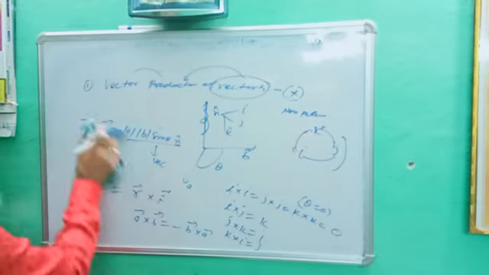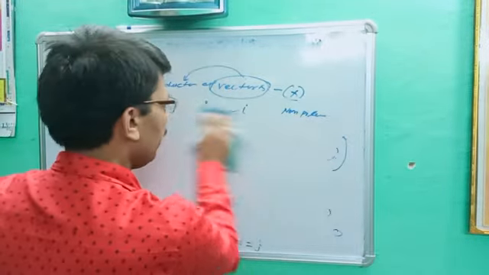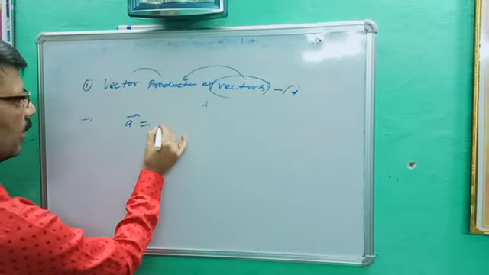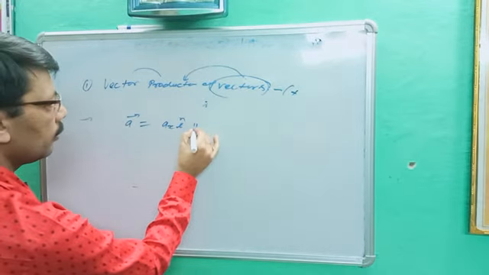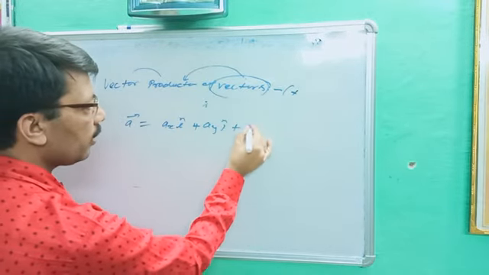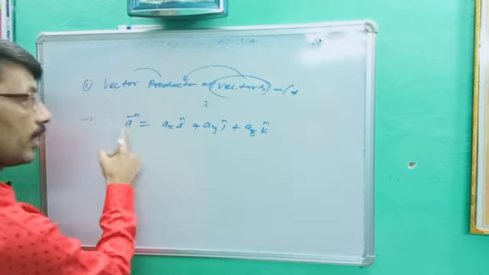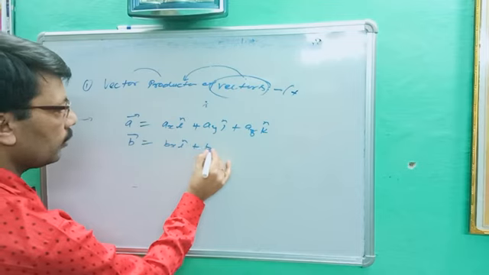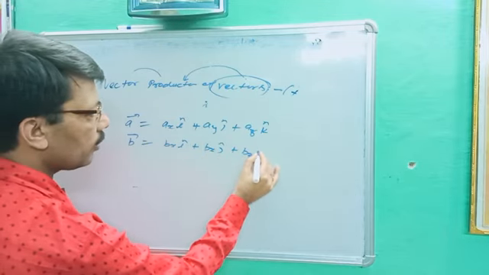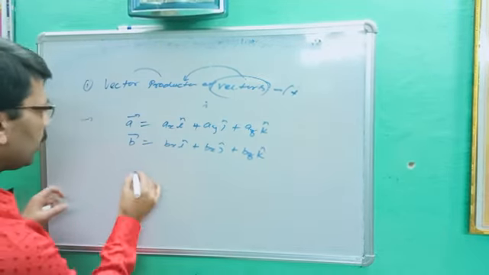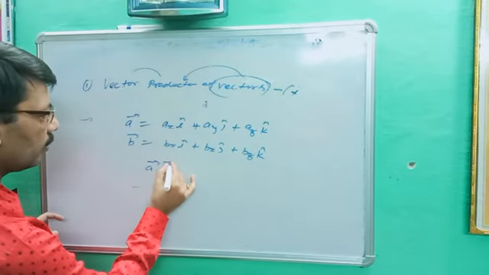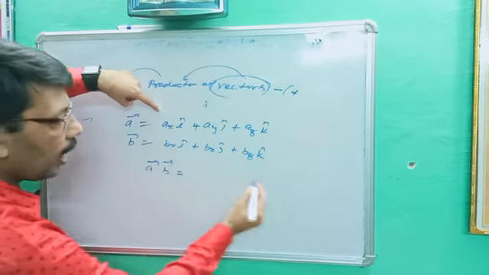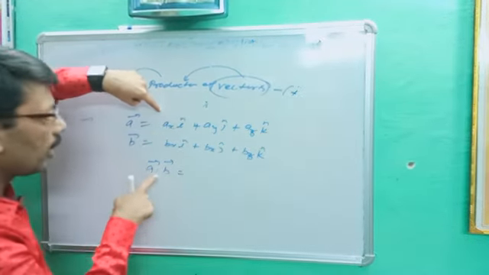Okay. Now I will put one example in a very easy way. Let's suppose A vector is given as ax i cap plus ay j cap plus az k cap. This is A vector, and B vector is written as bx i cap plus by j cap plus bz k cap. And I ask: find the value of A vector dot B vector. So in a very easy way you can get the value.